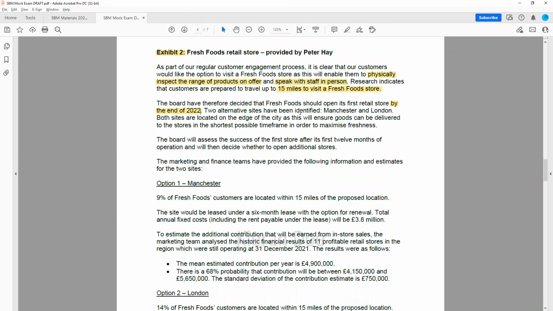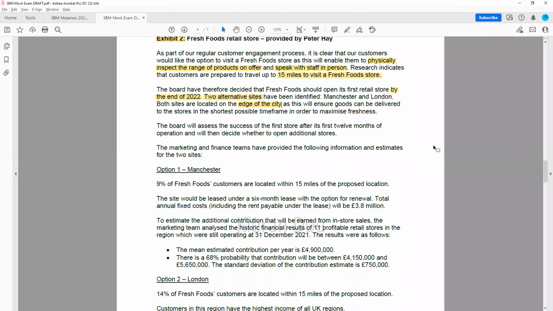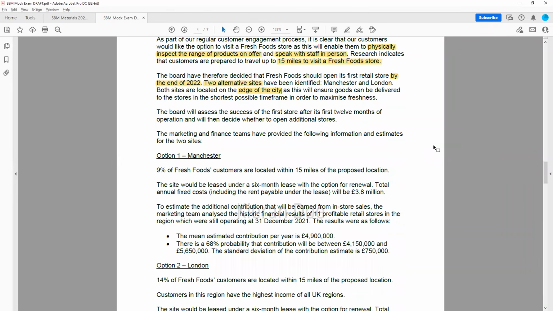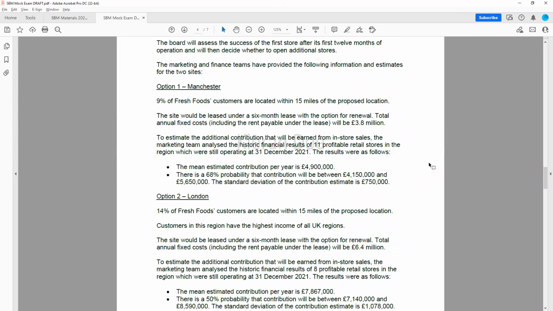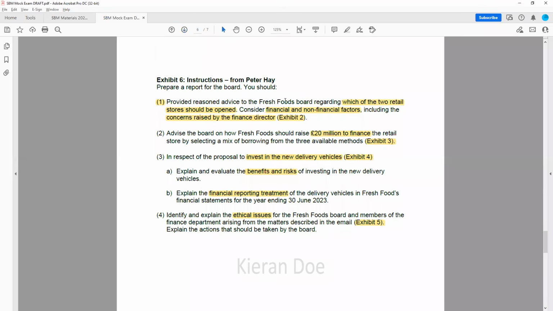So it sounds as though we have to choose between the two. It said several times, these are 2 alternatives. So on that basis, they sound fairly equal because they're both on the edge of the city. So we're told that the board will assess the success of the first store after its first 12 months of operation, and will then decide whether to open additional stores. So it sounds like a sensible approach. The marketing and finance teams have provided the following information and estimates for the 2 sites. So we've got Manchester and London. And of course, we have to advise which of the 2 stores should be open.